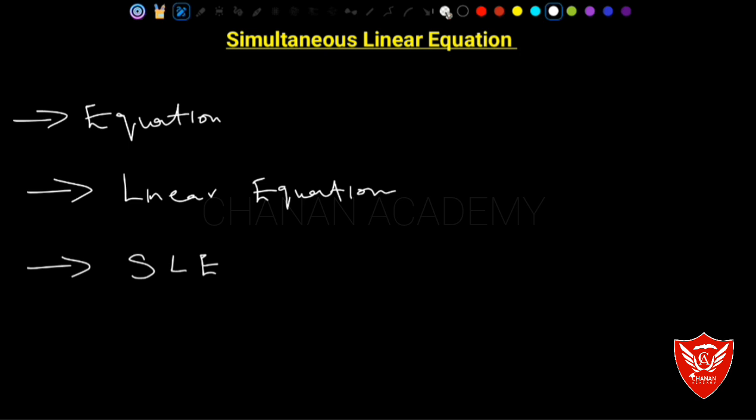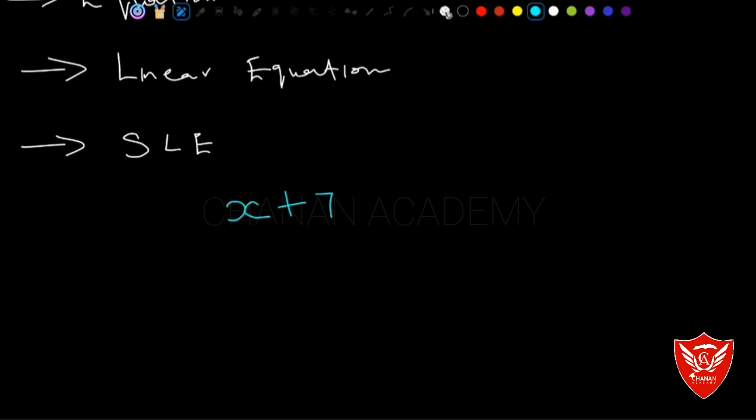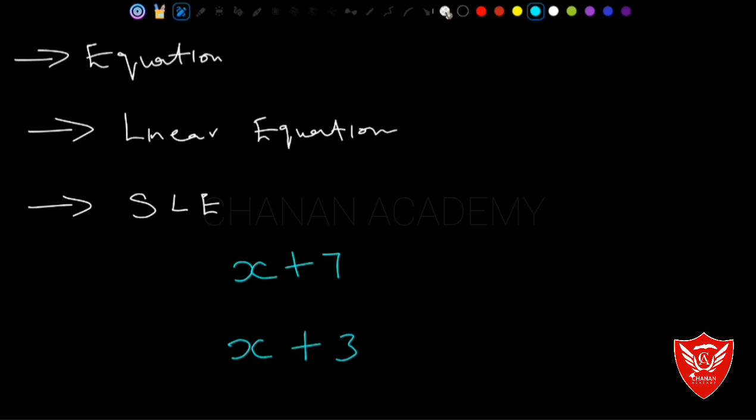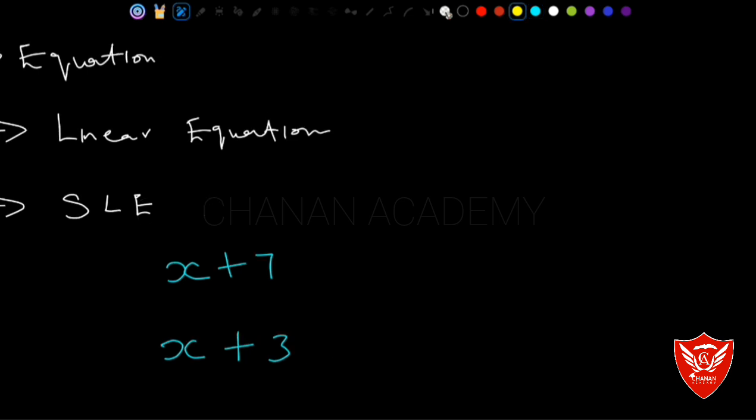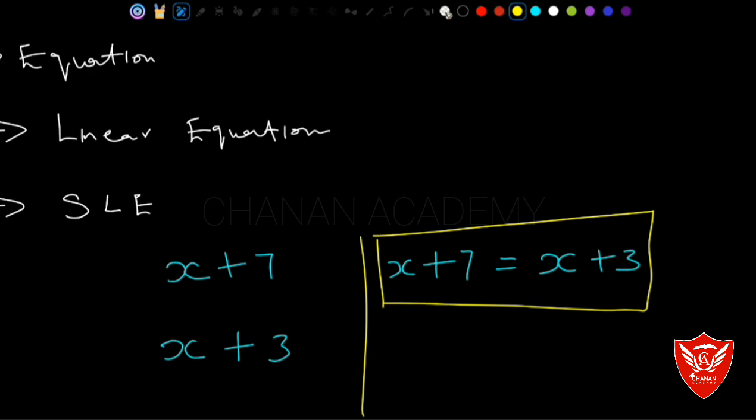An equation is a mathematical statement that shows that two expressions are equal, and it uses the equal sign. Suppose we have an expression x plus 7. Now this is an expression, and then we have another expression x plus 3. For us to show that these two expressions are equal, we write it this way. It becomes x plus 7 equals x plus 3. Now this entire statement is called an equation.